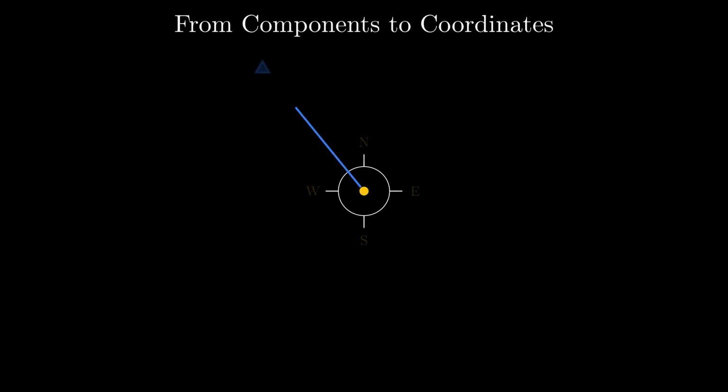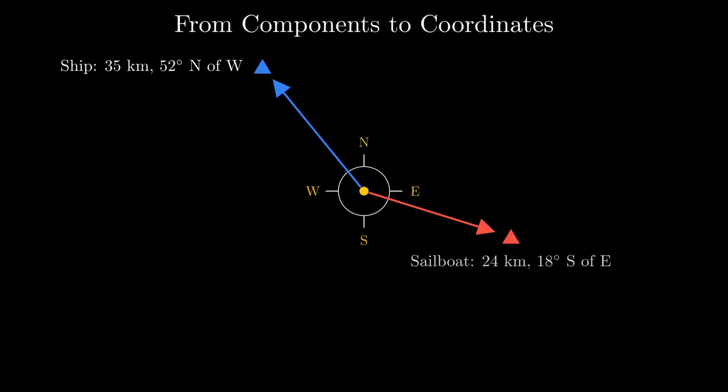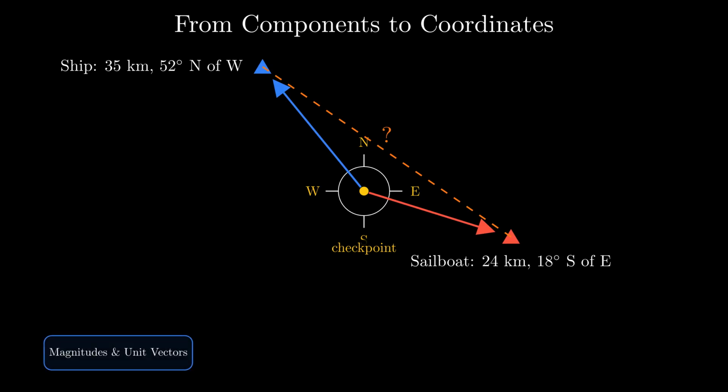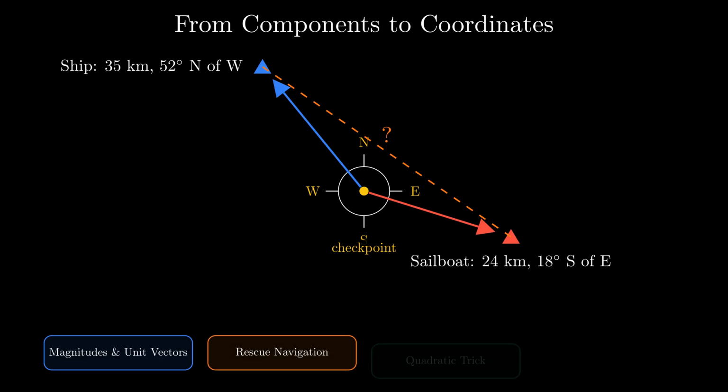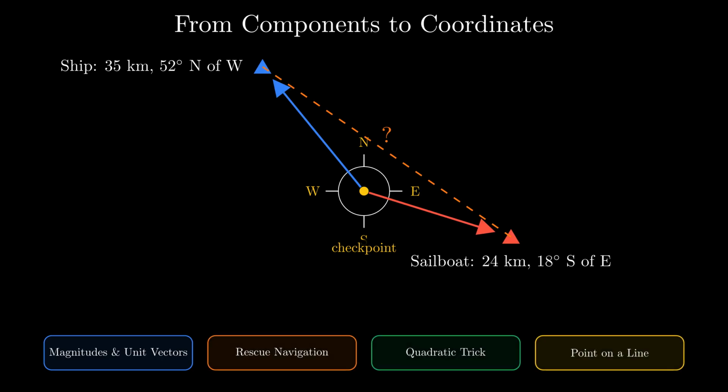A Coast Guard ship receives a distress call. A sailboat is sinking, and the only information is 2 compass bearings from a checkpoint. Vector components turn that into an exact distance and heading. Today we solve 4 problems: magnitudes, navigation, a hidden quadratic, and points on a line, all with components.